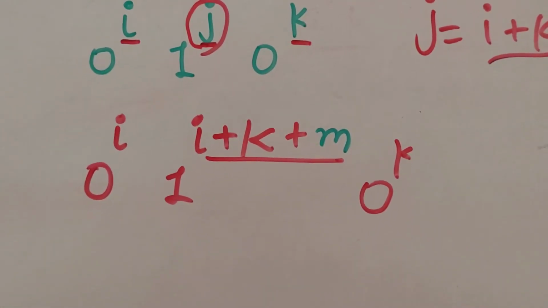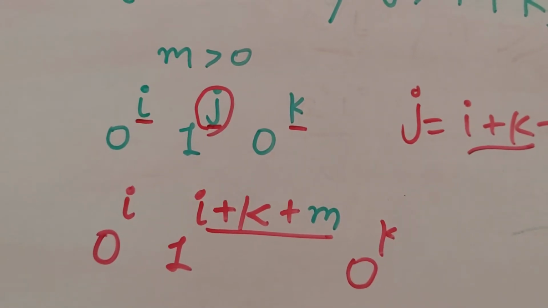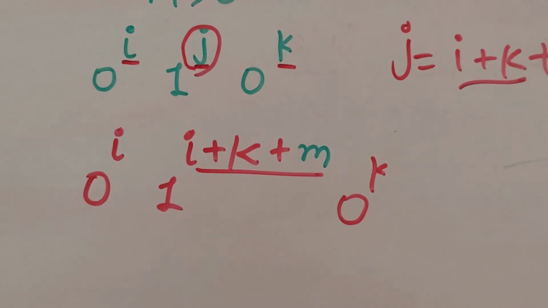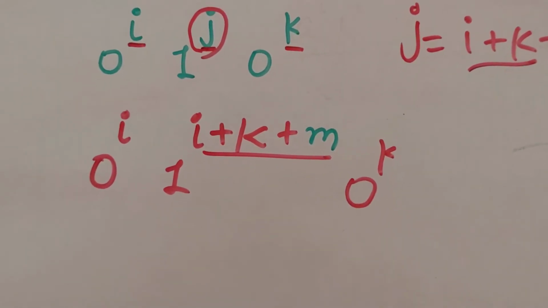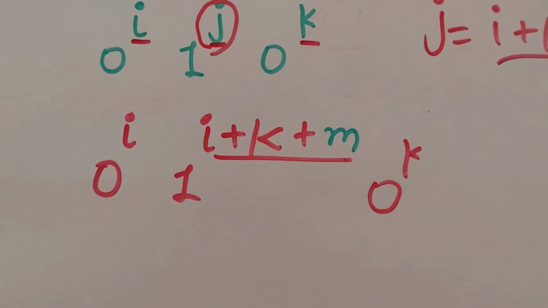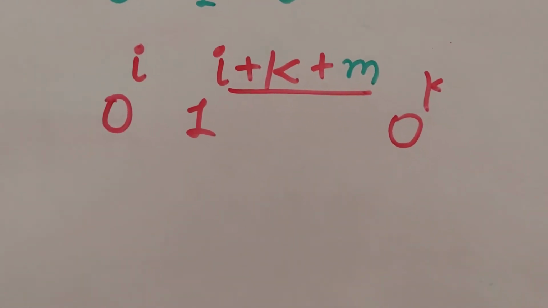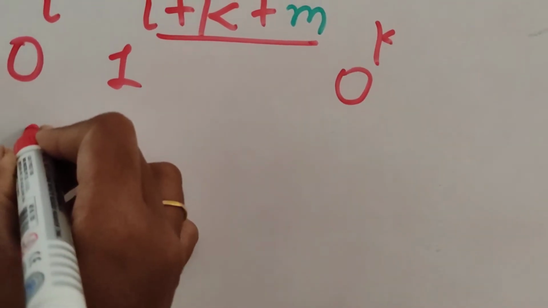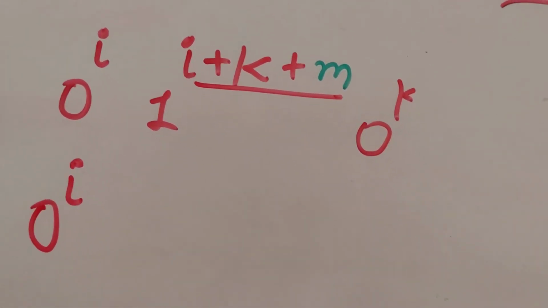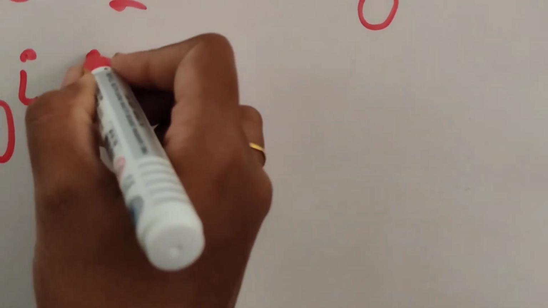So I have taken i plus k plus something, m, I don't know what it is, but it is greater than 0. So 1 raised to j, where j is greater than i plus k, I have proved, right? Now based on this I'll have to make the production rules. First of all we are going to separate this. So 0 raised to i is there. Now if we are separating this one, we can take what is common: 0 raised to i, 1 raised to i is there.